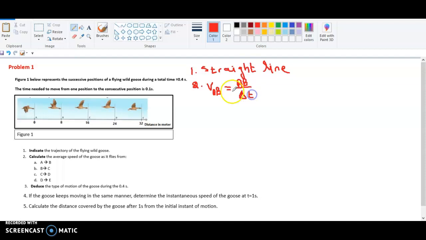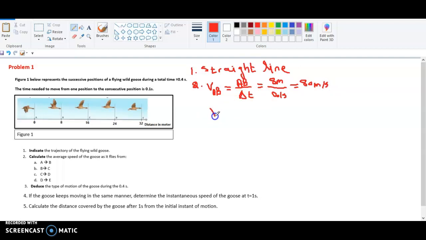Here the initial rule is d over delta T. So now I called it AB. It is equal to 8 meters. And the time separating the two positions is 0.1 second as mentioned in the given. So this will be 80 meters per second.